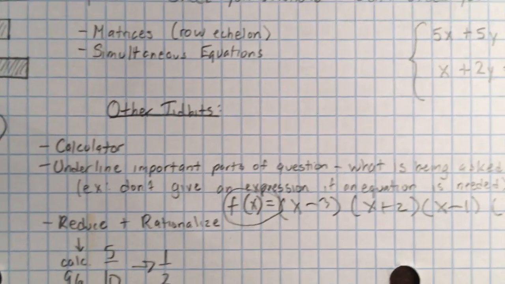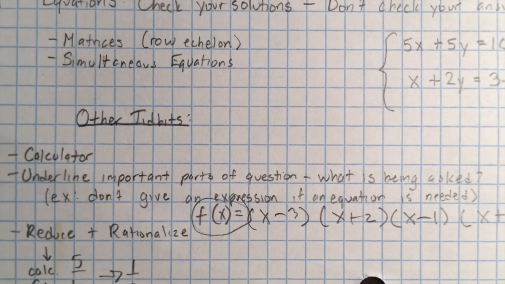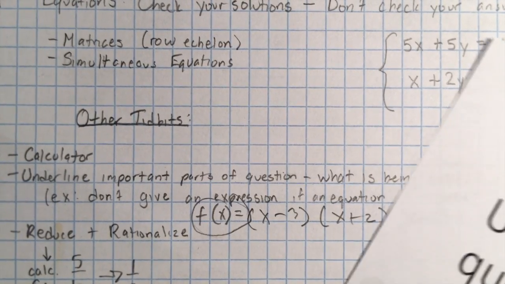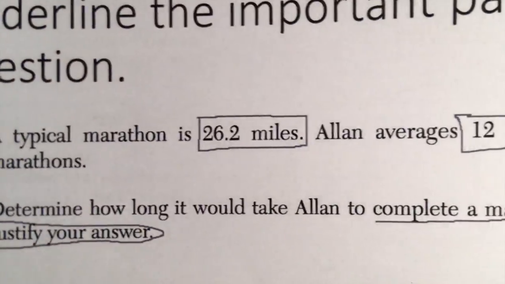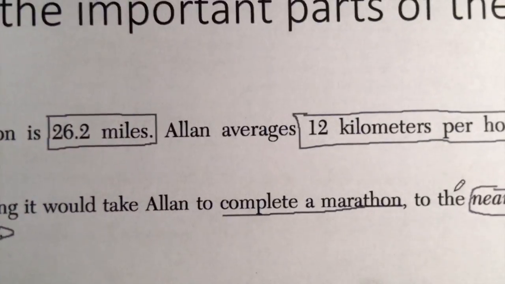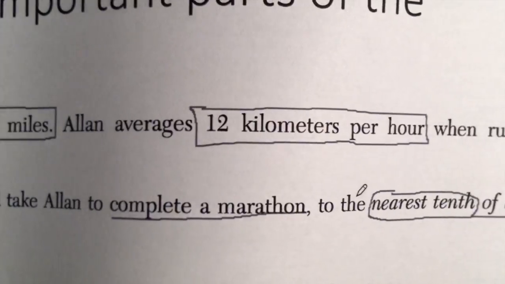Okay, the next one I was saying, underline the important parts of the question. Here I had an example. Here we go. A typical marathon is 26.2 miles. Alan averages 12 kilometers per hour when running.